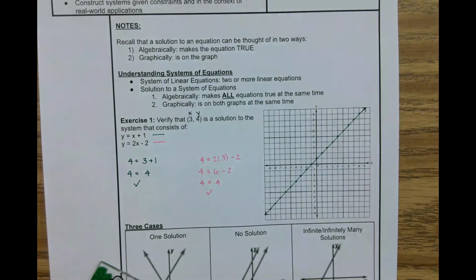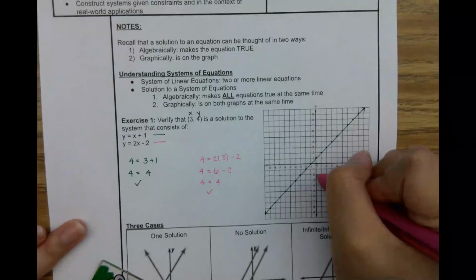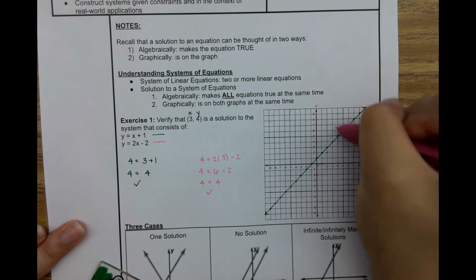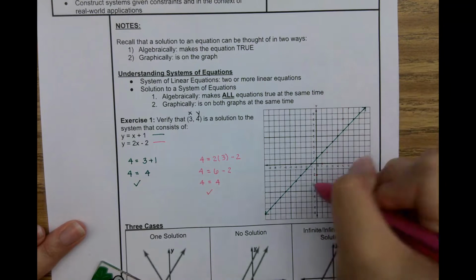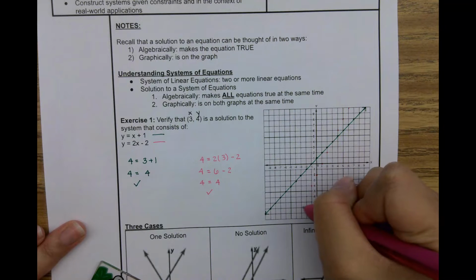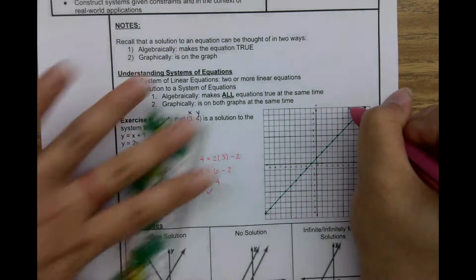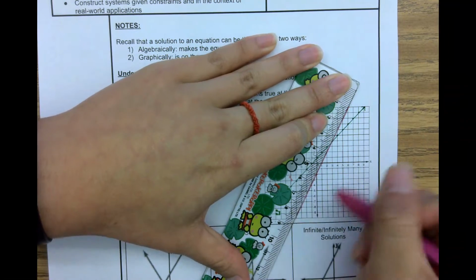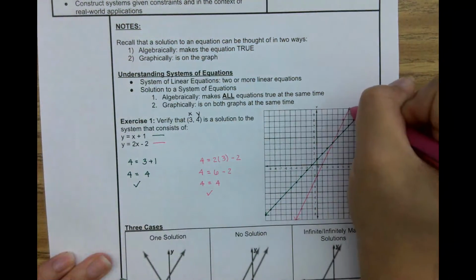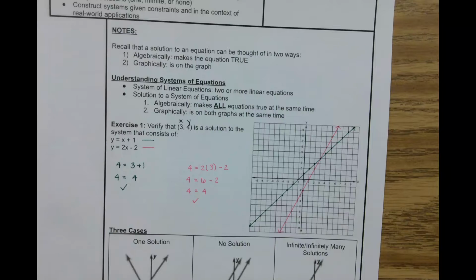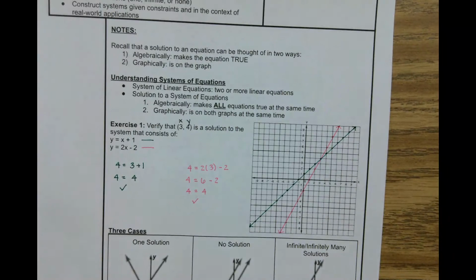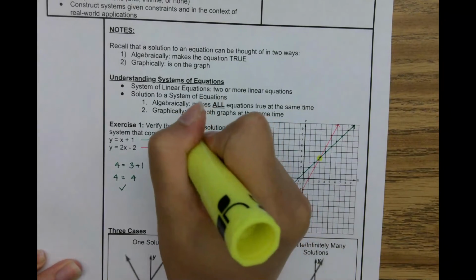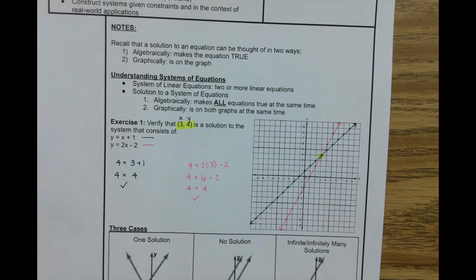Okay. Then I'm going to graph y equals 2x minus 2. So the y-intercept is at negative 2. Slope is up 2, right 1. Okay. Then I'm going to connect. And here we can see that the lines intersect at one point. They intersect right here at (3, 4). And that is why (3, 4) is a solution.